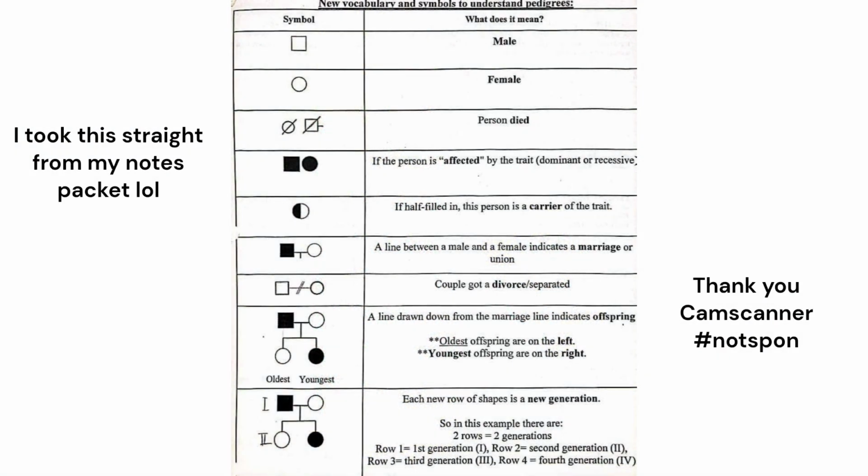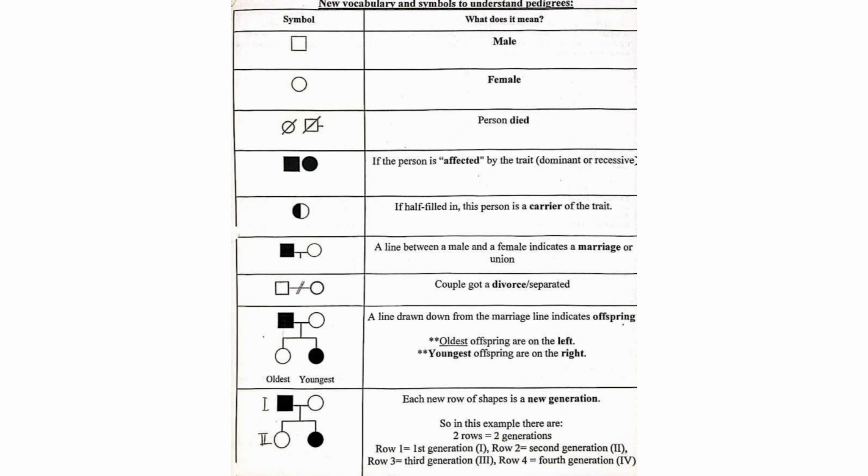Now, the symbolism of pedigrees is not super complicated, but there is a decent amount of information to remember, so pay attention. Males are squares. Females are circles. A square or circle with a diagonal line through it is dead. A colored-in person is affected with whatever trait the pedigree is tracking. A half-filled-in person is a carrier of said trait.